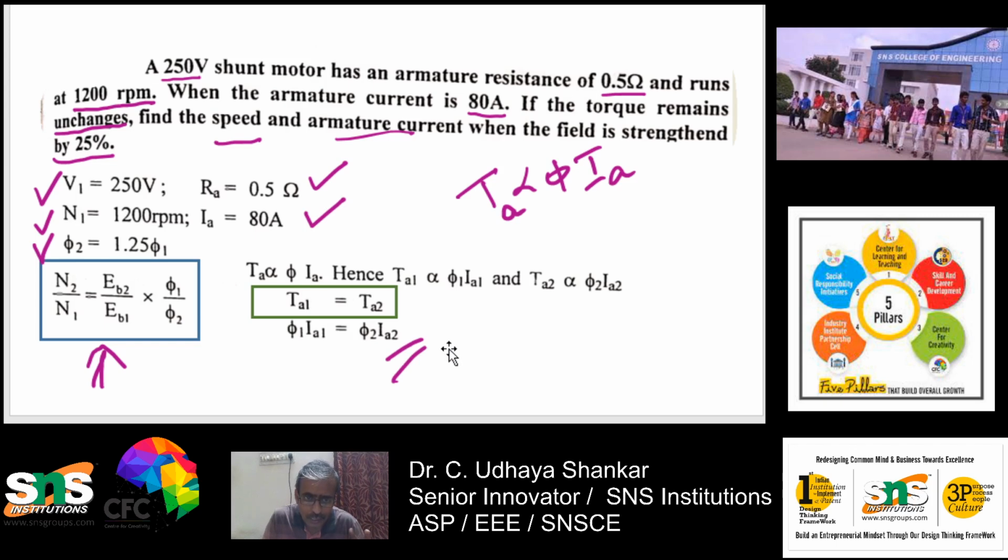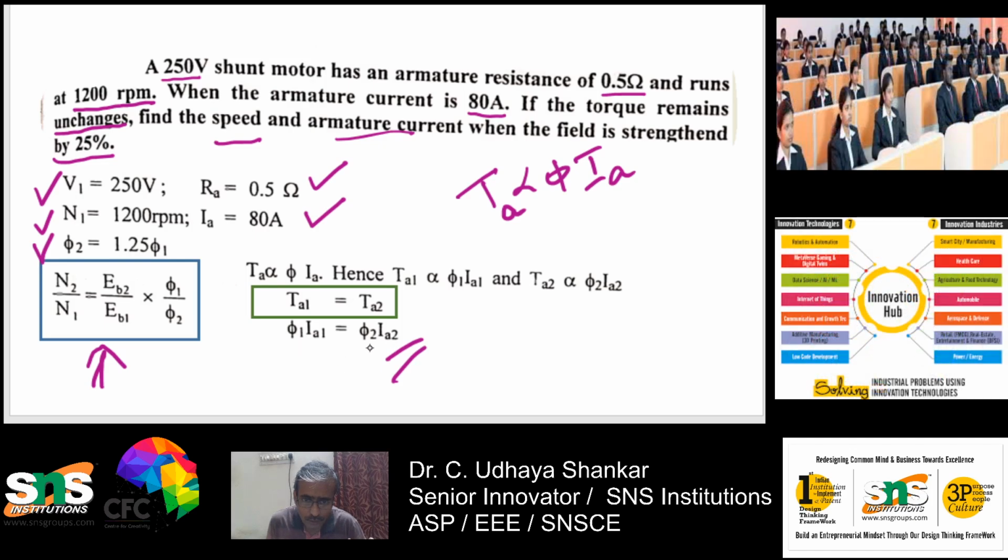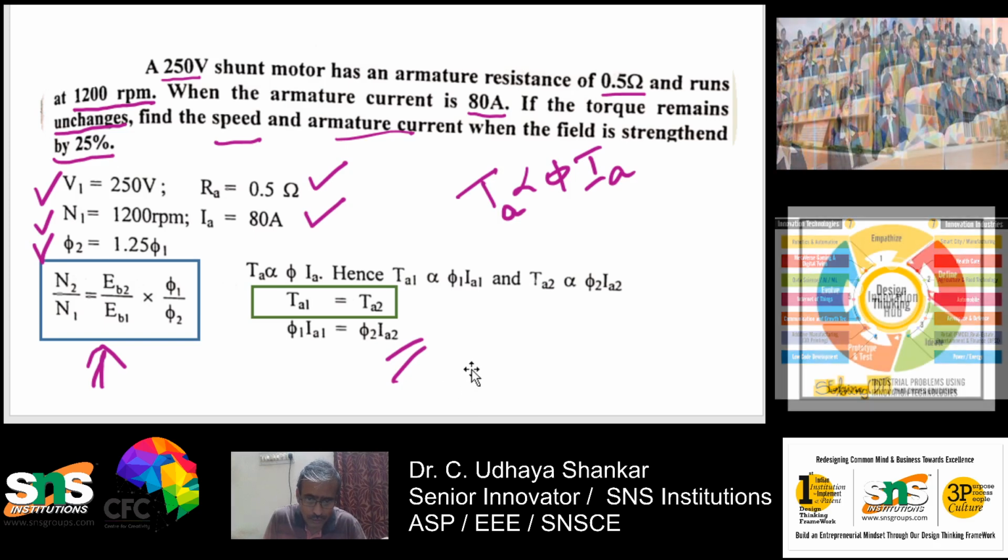So, the data that has been given: you know what is phi 1, you know what is phi 2, and you know what is IA1. IA1 is given as 80 amps. So now the only unknown is IA2, is it right?